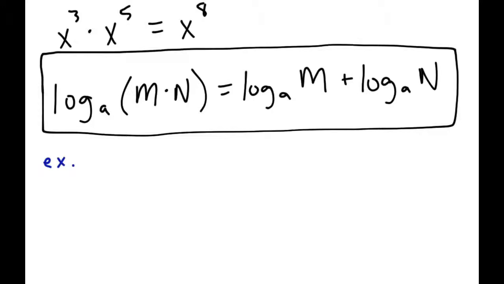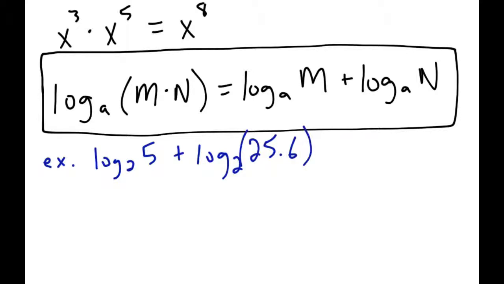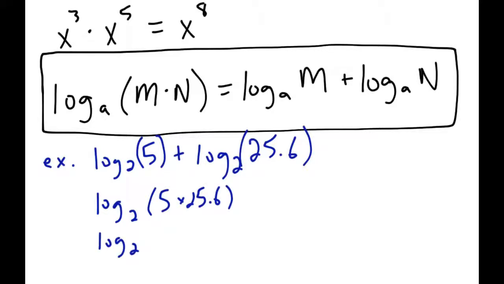So let's try one quick example. If I gave you log 2 of 5, and we're going to add log 2 of 25.6. You can have these in brackets or not, it doesn't really matter. Sometimes you see them with, sometimes you see them without. So if we use this formula we just did, but in reverse order, that would be the same thing as log 2 of 5 times 25.6. And if you simplify that on your calculator, 25.6 times 5 is 128.